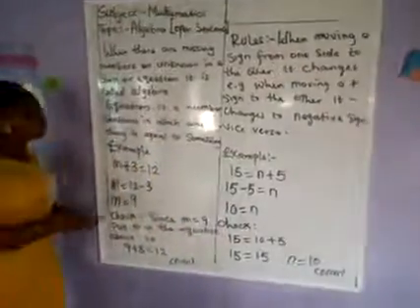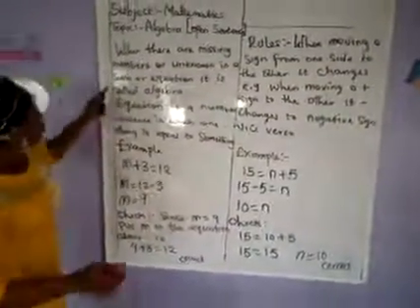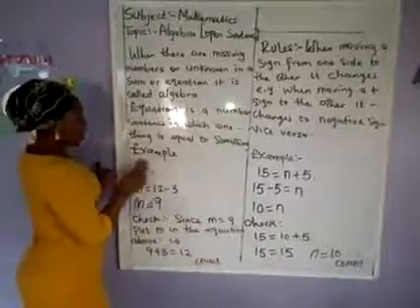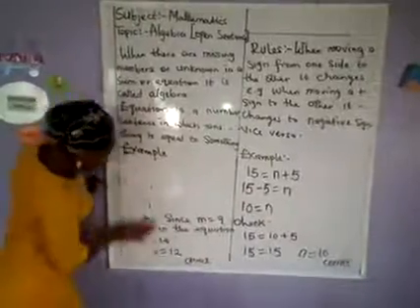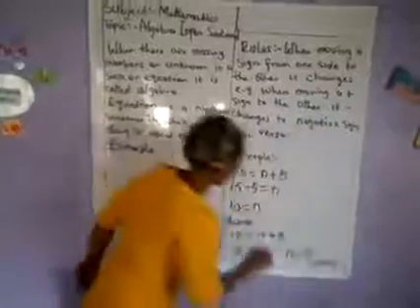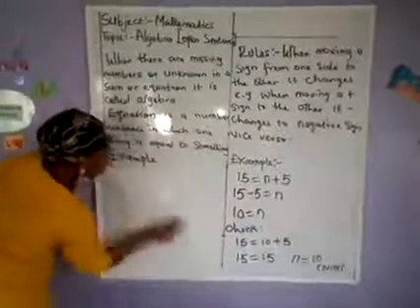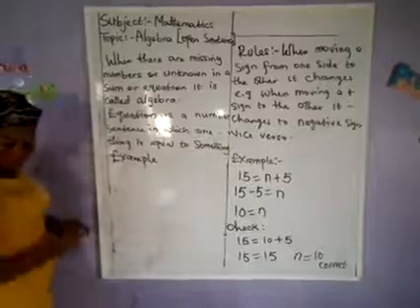Now after this phase, we move to the negative aspect of the equation. We move to the negative aspect of the equation. Now, example 1.